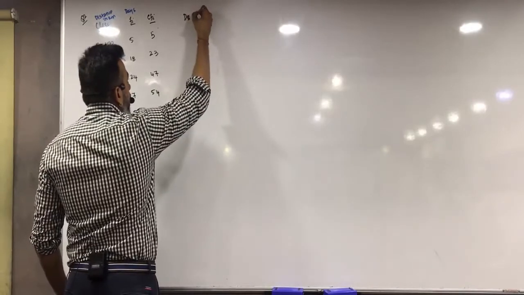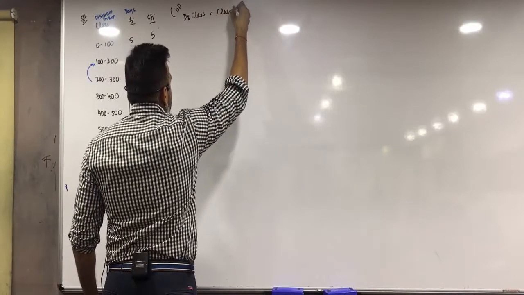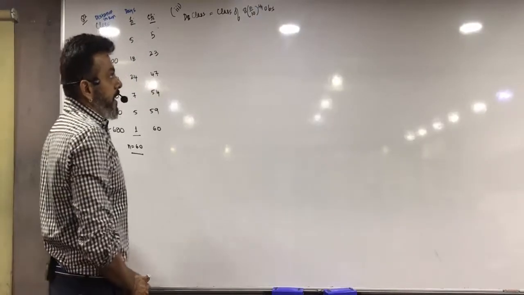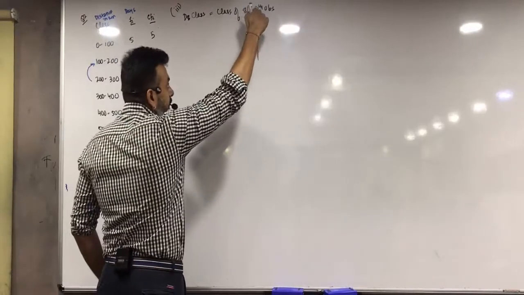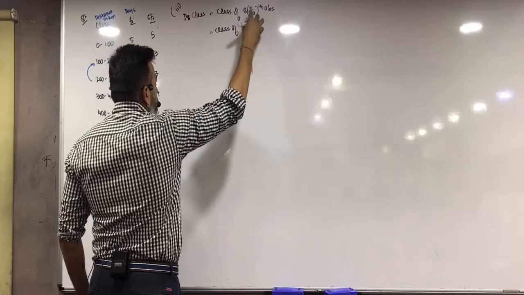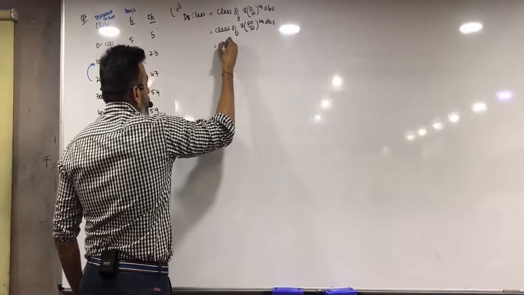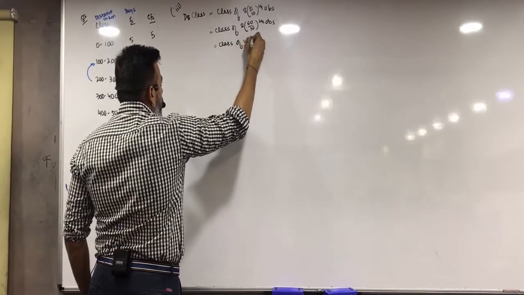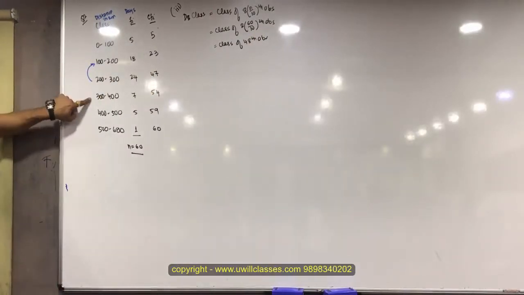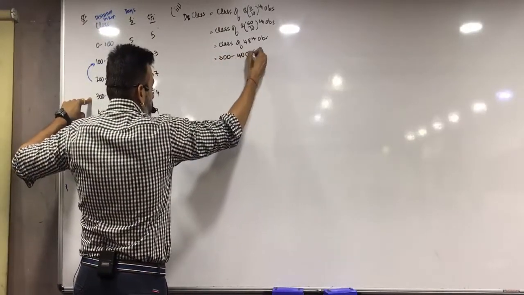D8 class is what we have to find. It is the class of 8n by 10th observation, which is the class of 8 into 60 by 10, that is 48th observation. Now what is the 48th observation? It will come over here, so that is 300 to 400. Exclusive.